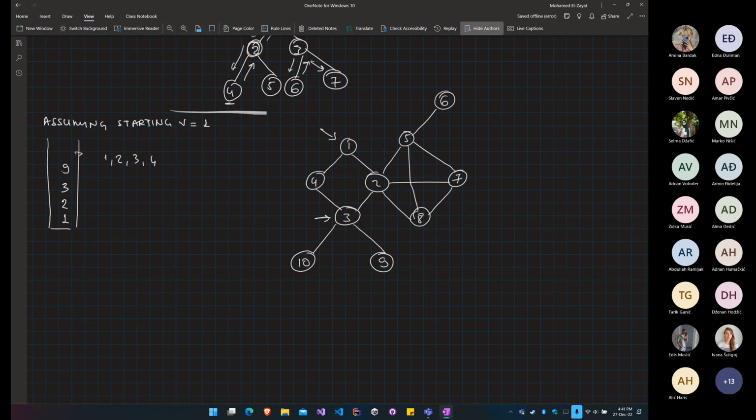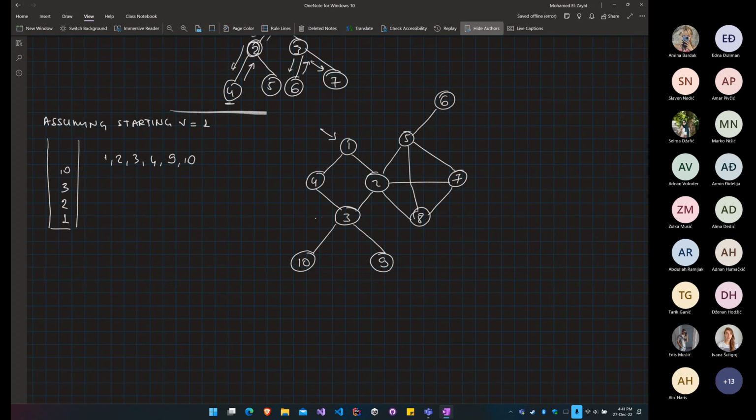Now here's 9. 9 doesn't have any children, and I can only reach 3 from here. So 9 is fully explored, and I can pop 9 off the stack, and we are back to 3. The question here is, what else is left? 4 has been visited, 2 has been visited, 9 has been visited, only 10 is left. So I'm going to push 10 to the stack.